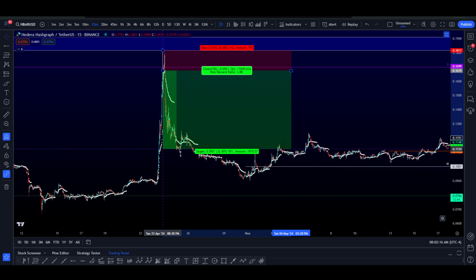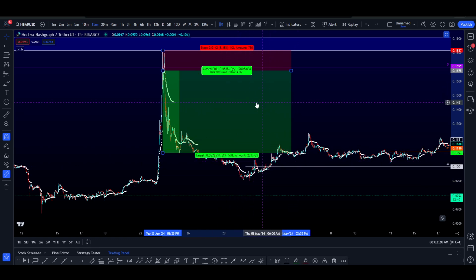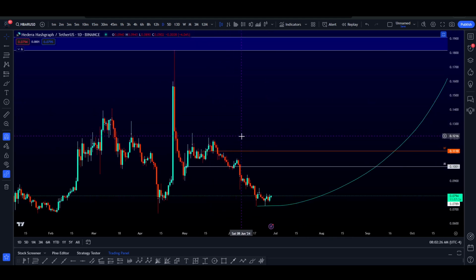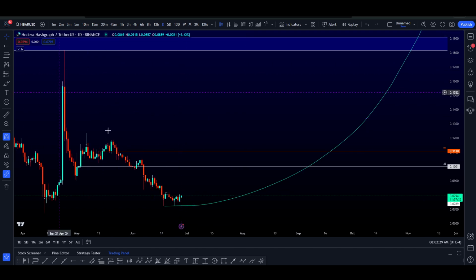Or even if you took it down to here, you're talking still 34%. So these levels are very important, but like I said, since it has been tapped, I'll go ahead and delete that. Let's go back over here, see if there's anything lining up.